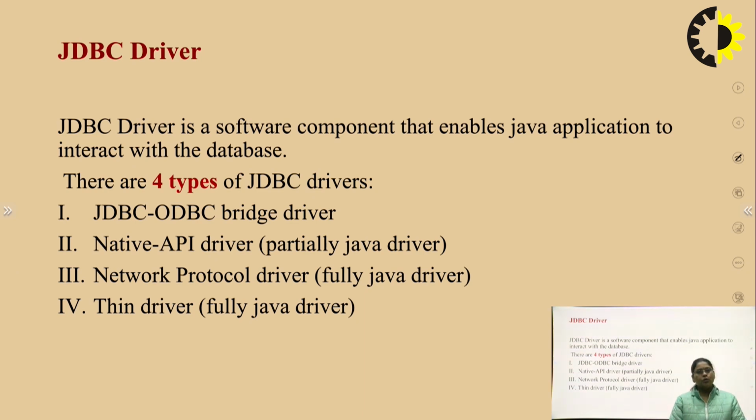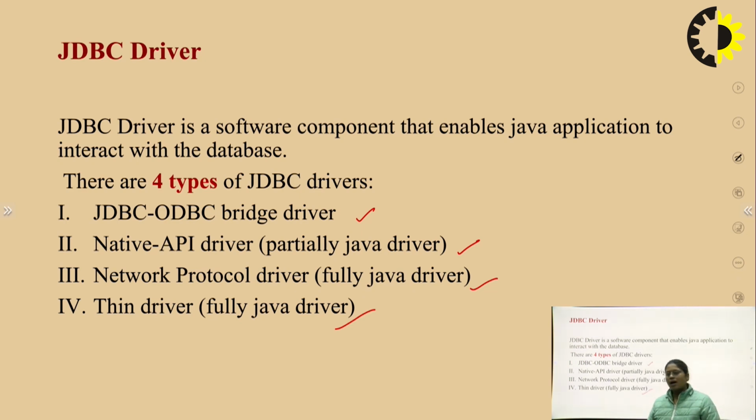As I have already told you, we need to load the driver. So there are certain types of drivers we can load. There are 4 categories of drivers. The first is the JDBC ODBC bridge driver. Second is the native API driver, which is called a partially Java driver. Third is the network protocol driver, which is a fully Java driver. And the thin driver is also a fully Java driver.